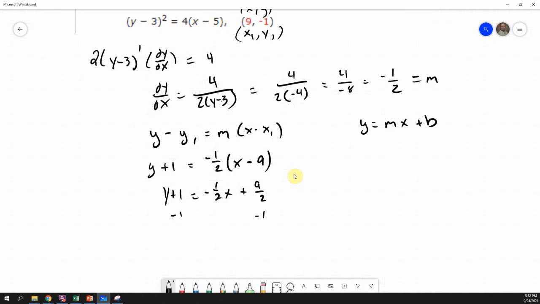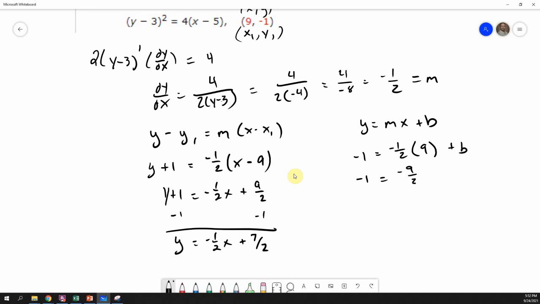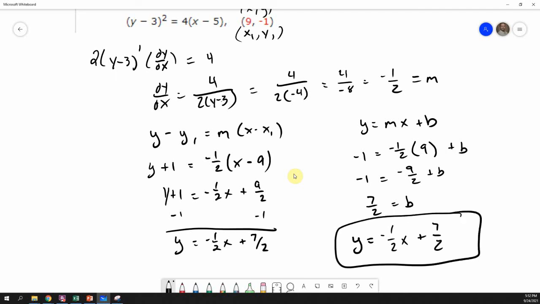So we're going to subtract 1. So we get y equals negative 1/2 x, and 9/2 minus 2/2 would be plus 7/2. Same thing over here. We could do y equals m times x plus b. So negative 1 equals negative 9/2 plus b. Add 9/2 to both sides. We get 7/2 equals b. So y equals m, which is negative 1/2 x plus b, which is 7/2. Either way you do it, you get the same answer.